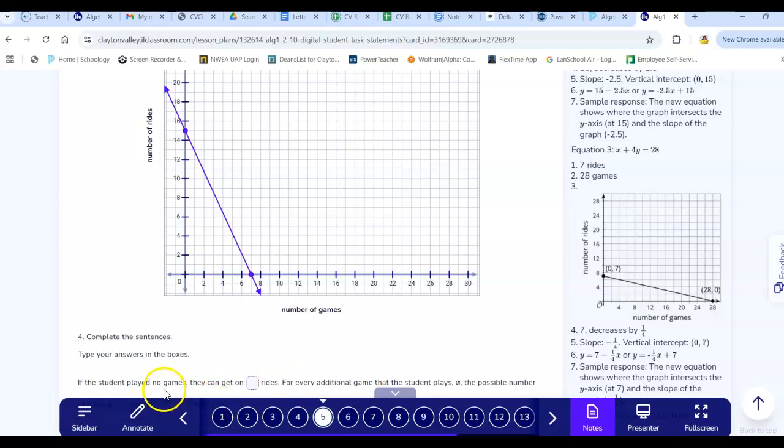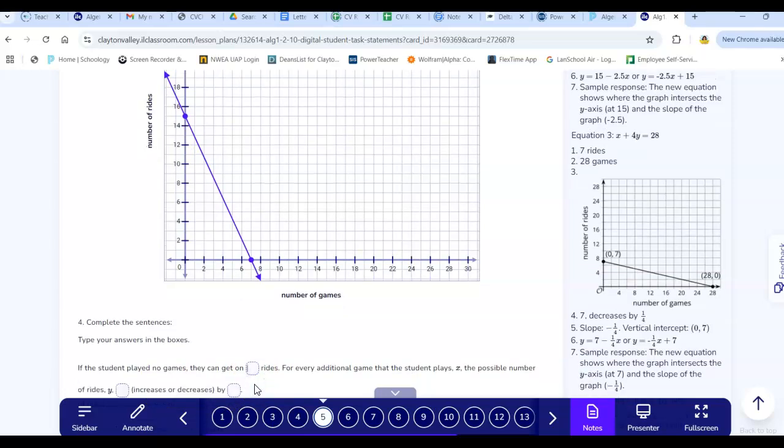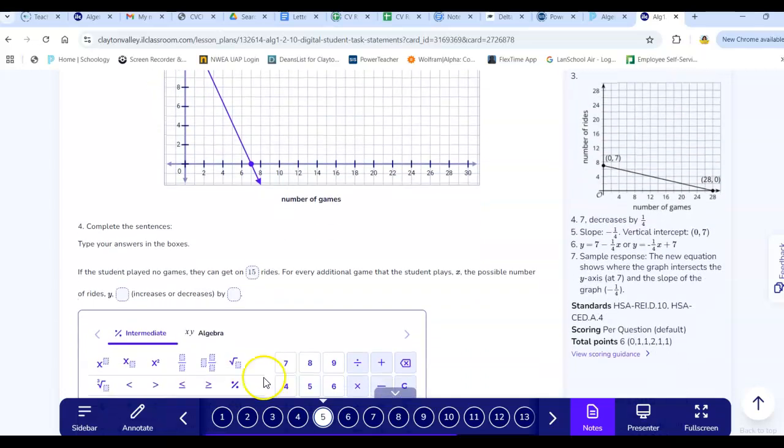Okay, so if the student played no games, they can go on 15 rides. And for every additional game that they play, the possible number of rides, Y, decreases, right? Because the more games they play, the fewer rides they can go on, and it decreases by 2.5. All right? So it decreases.